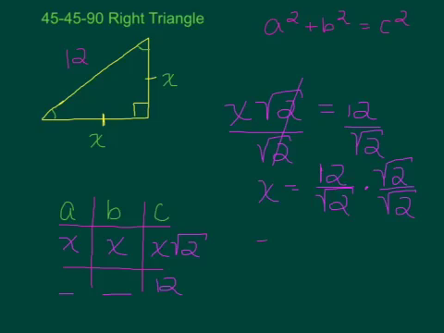And what we're going to get is 12 square root of 2 over 2, which is going to be equal to 6 square root of 2. So each of the legs are equal to 6 square root of 2. Okay, very good.